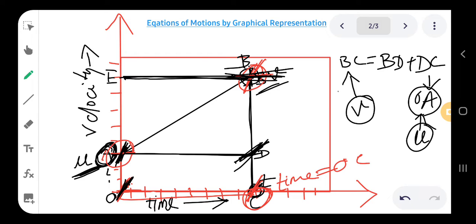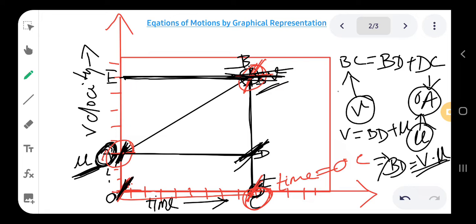So can I now finally write that V equals BD plus U? This implies that BD is equal to V minus U. I can write BD equals V minus U. So this much I wrote.